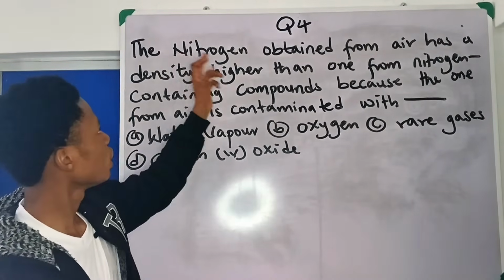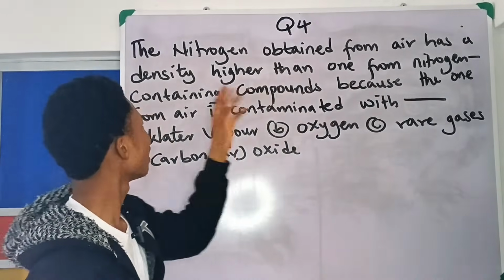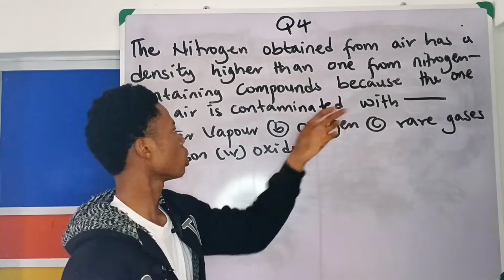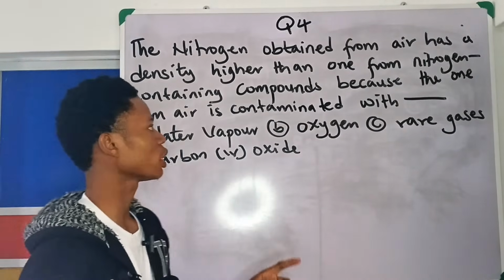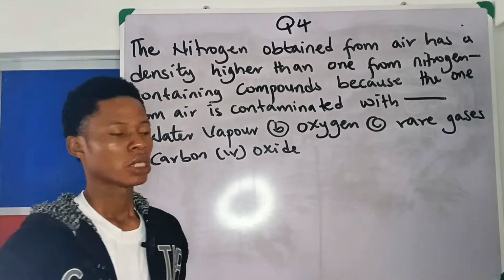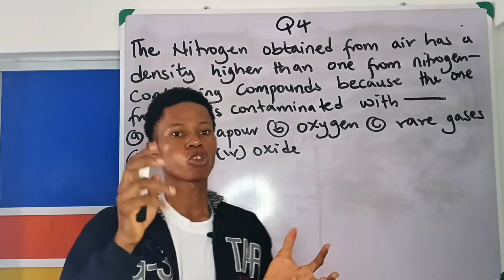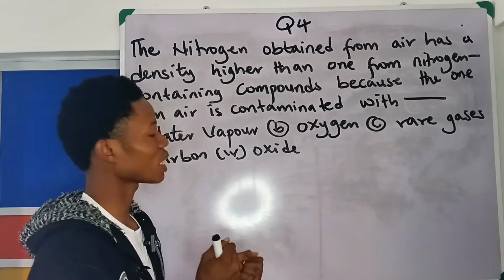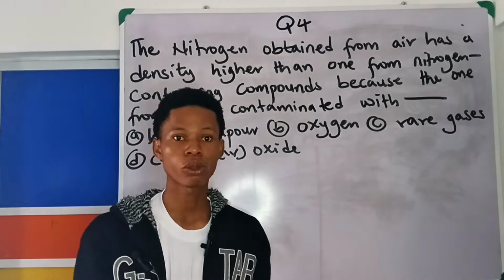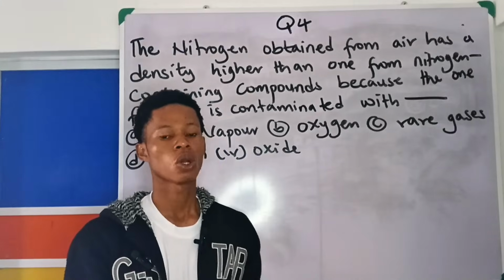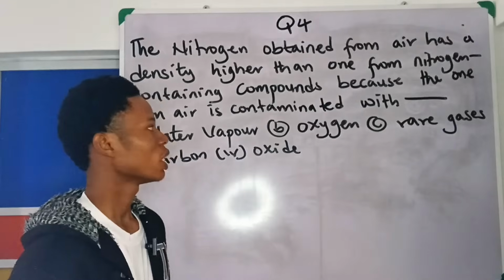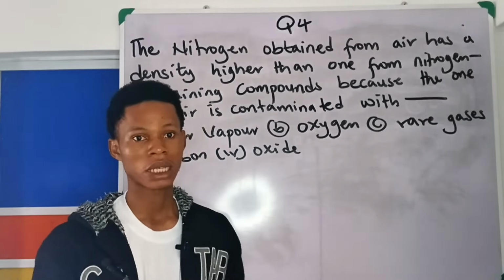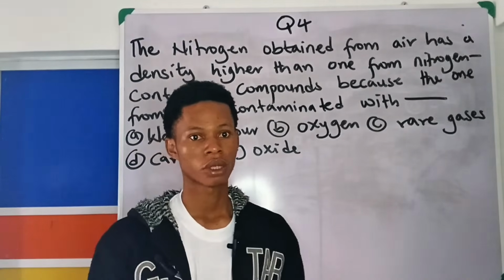Question 4. The nitrogen obtained from air has a density higher than one from nitrogen containing compounds because the one from air is contaminated with dash, and options were given. Now it has been noticed that if you take nitrogen from the air and measure the mass, it is denser. The density is higher than nitrogen in nitrogen containing compounds. Why? Now one thing you should notice is that there are rare gases in the atmosphere. Rare gases are also called noble gases, and they cannot react.